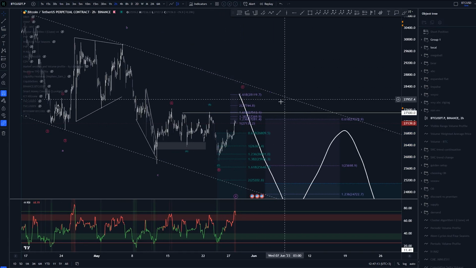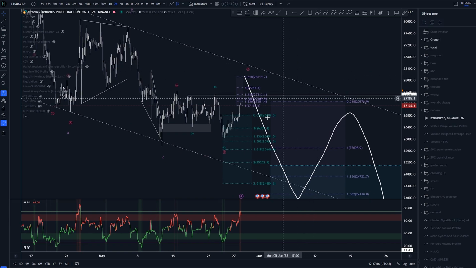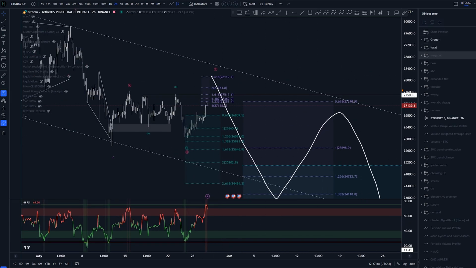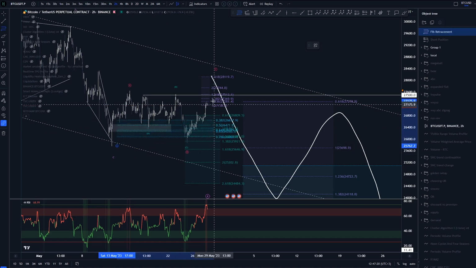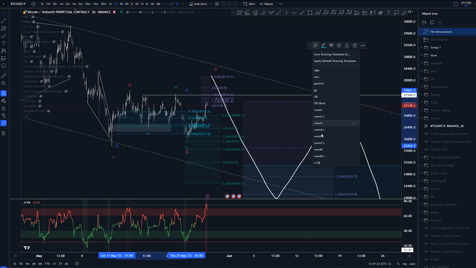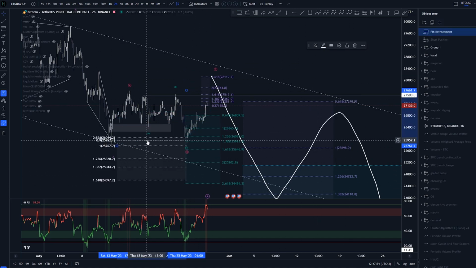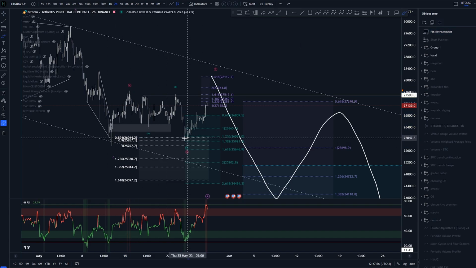Let's get rid of that one. Do I have it here? I don't have it here. Let me just measure it here. So wave V left. We can see that we retraced 90% here.